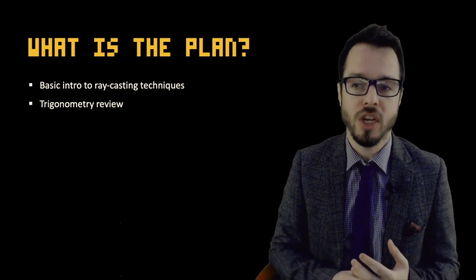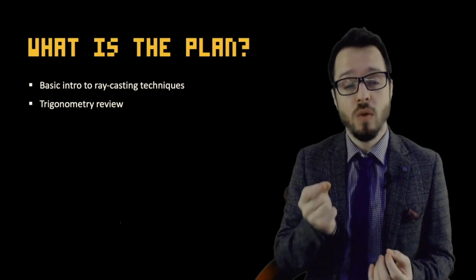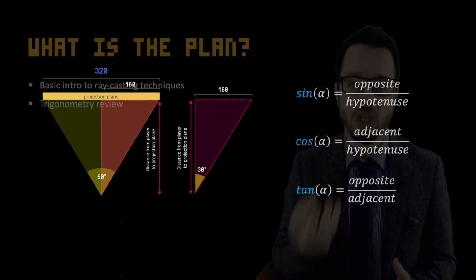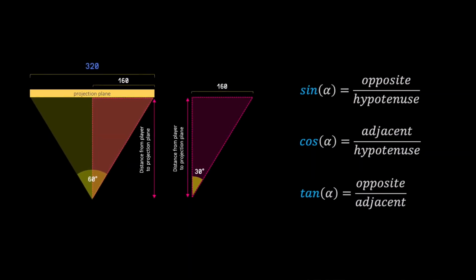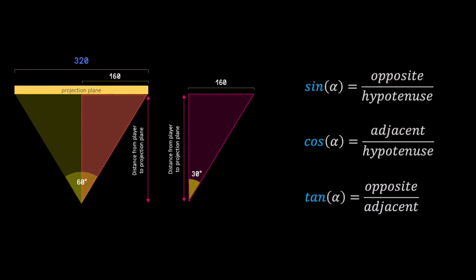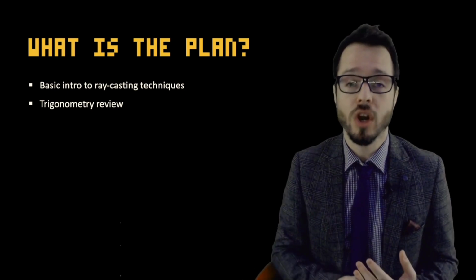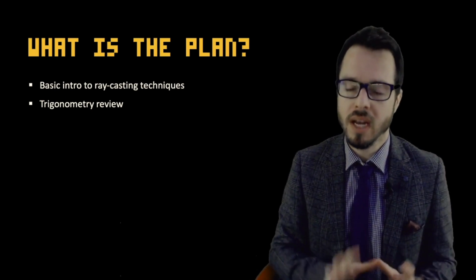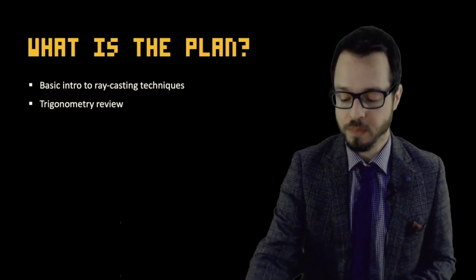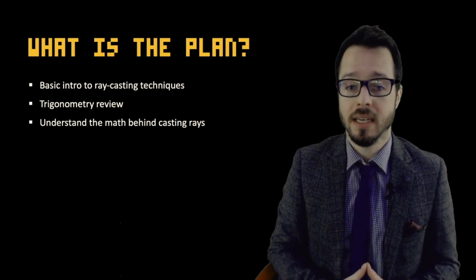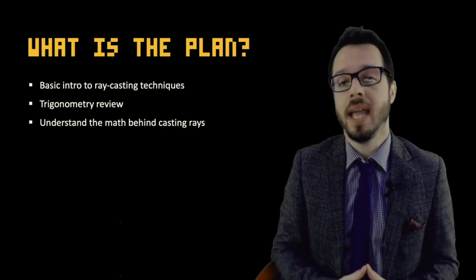And as I mentioned, the important part is I want everyone to be on the same page when it comes to the terms and the jargon and all these little ideas of the names that I'm going to use throughout the course. So yes, we are going to have a very quick trigonometry review, and I think it will be fine with everyone. Next, understanding the math behind casting rays.